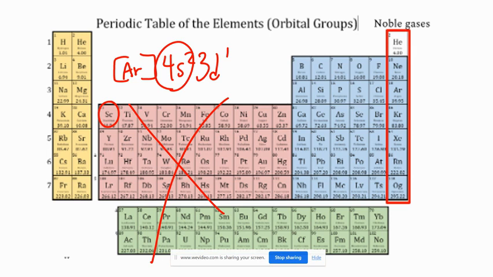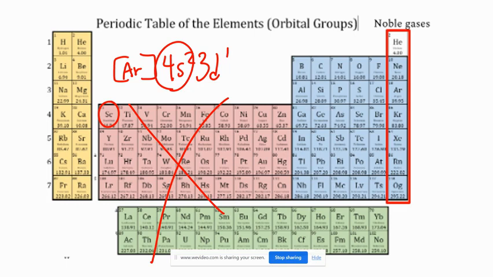Right? Does that make sense? Because this 4th level is outside the 3rd level. It fills these electrons first, but this is outside of this. I know, you have to accept things. Sometimes you just have to accept them.